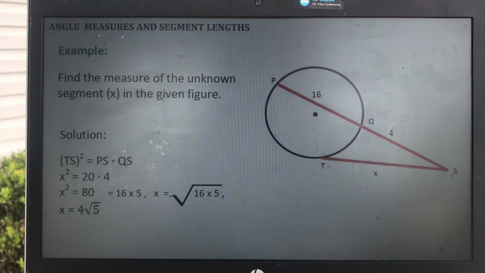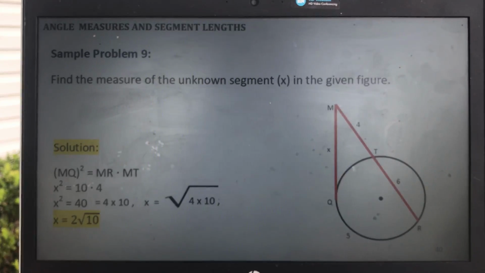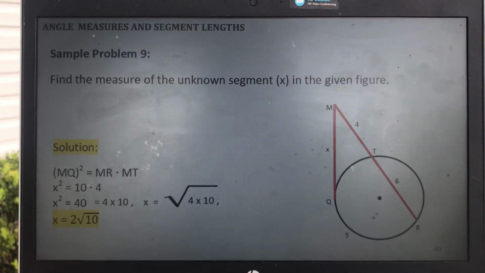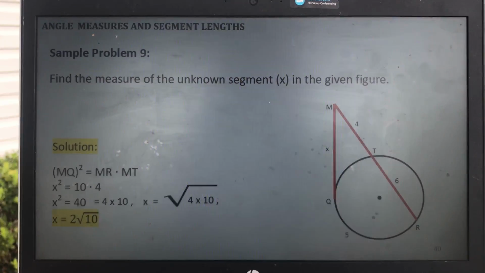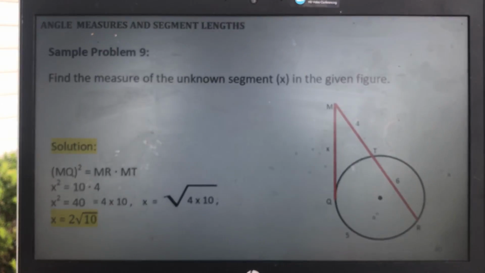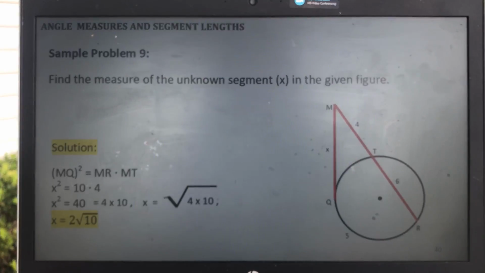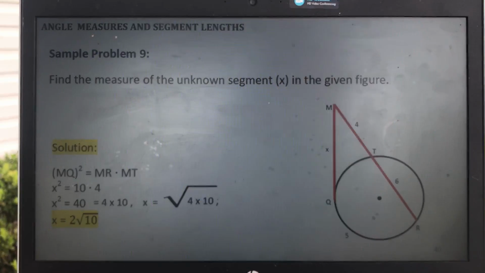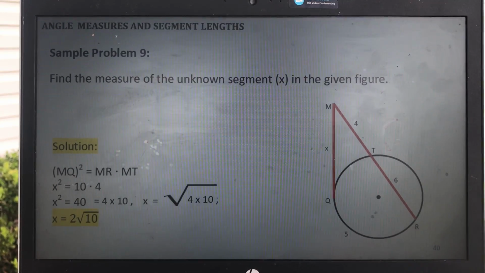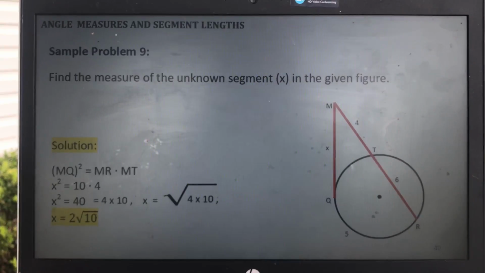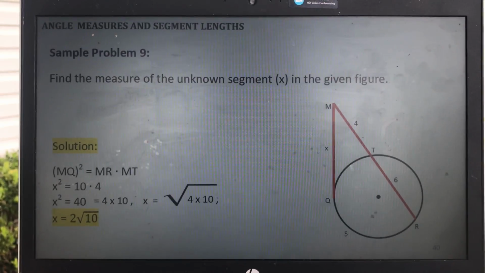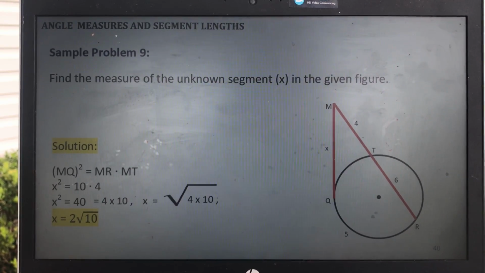Now let's move on to our following and last example. We need to find the measure of the unknown segment x in the given figure. But what does the unknown segment x represent? It represents the distance from M to Q, line segment. But what is the distance from M to Q? It represents the distance of the tangent. So here we use our secant tangent rule, and we can state that the distance from M to Q, we take the square of that, is going to be equal to MR, which is the distance of the secant, times MT, which is the distance of its external segment. So MQ squared equals MR times MT.